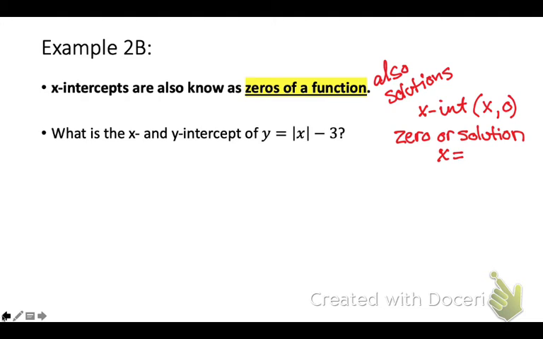So, what's another word for a 0? Solution. X-intercept. So you have x-intercept, 0, and solution. I will usually just write x int for x-intercept, because I don't want to write intercept every time. What is the x and y intercept?